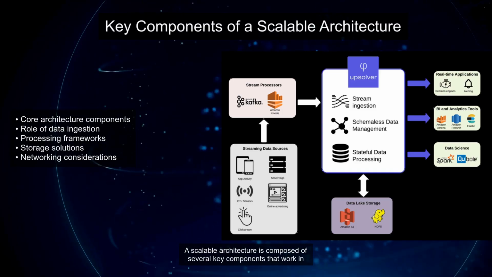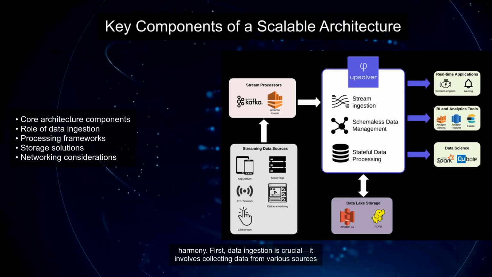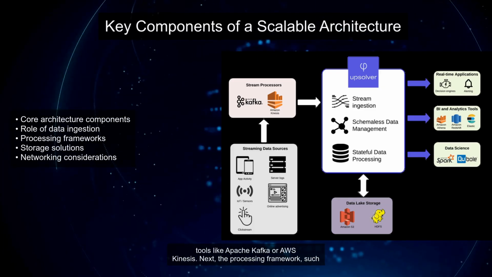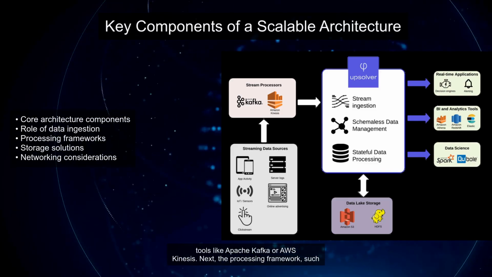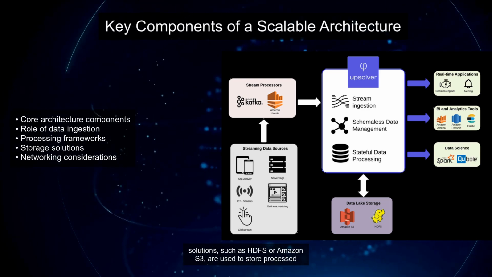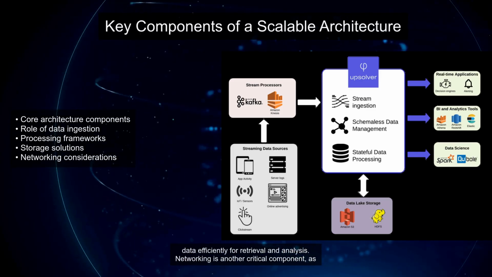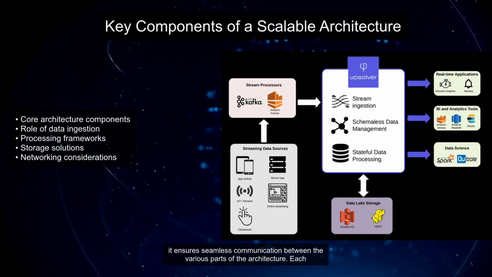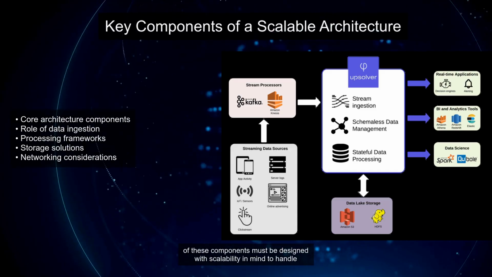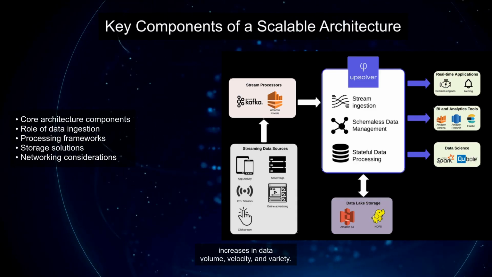A scalable architecture is composed of several key components that work in harmony. First, data ingestion is crucial. It involves collecting data from various sources and feeding it into the processing framework. This can be achieved using tools like Apache Kafka or AWS Kinesis. Next, the processing framework, such as Apache Flink or Spark Streaming, processes this data in real time. Storage solutions, such as HDFS or Amazon S3, are used to store processed data efficiently for retrieval and analysis. Networking is another critical component, as it ensures seamless communication between the various parts of the architecture. Each of these components must be designed with scalability in mind to handle increases in data volume, velocity, and variety.